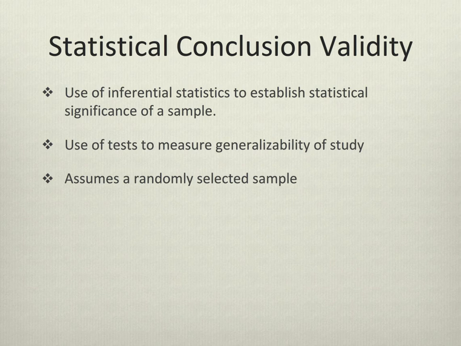Statistical conclusion validity is the use of inferential statistics to establish significance for our sample. You'll have an opportunity to learn how to do this during the course of this class. It's the use of tests and measures to establish the generalizability of a study. The thing is, if you're using statistical conclusion validity, you have to assume a randomly selected sample. So though we'll get a chance to practice doing this, we can't really do it because our sample won't be randomly selected.